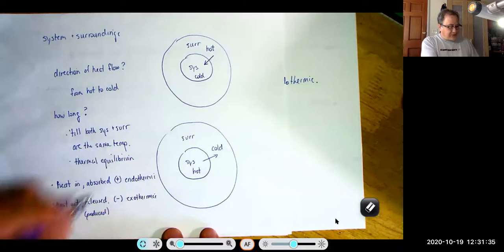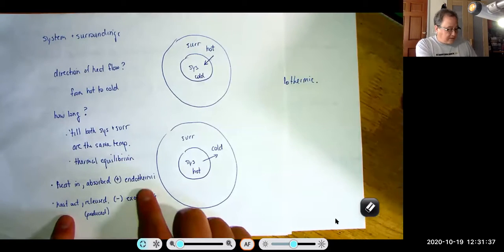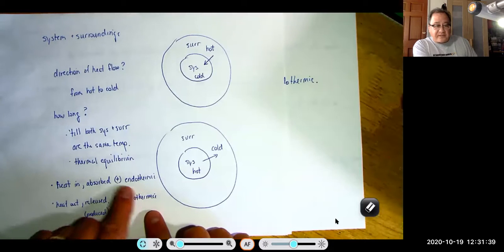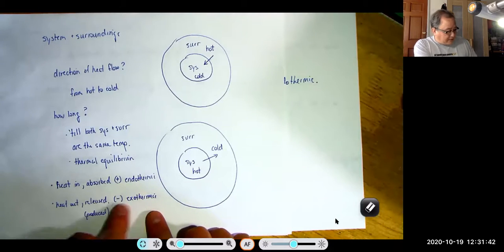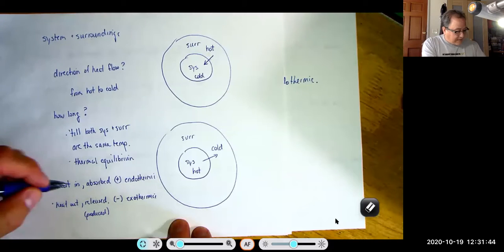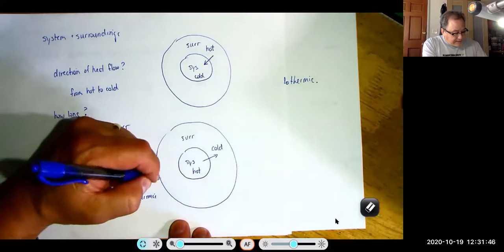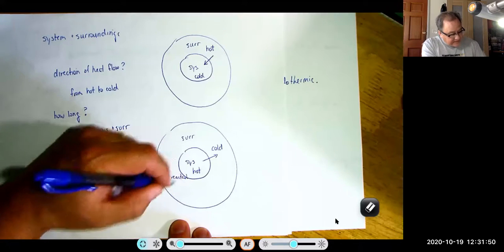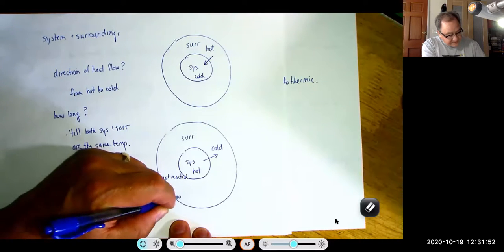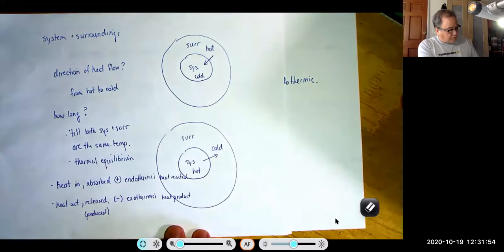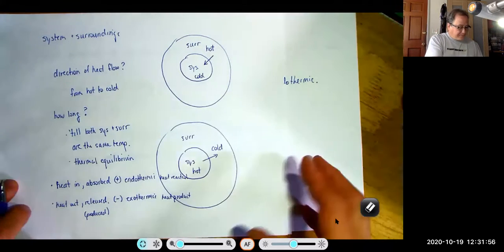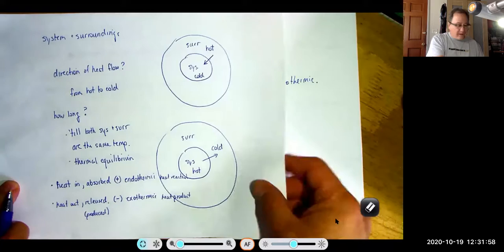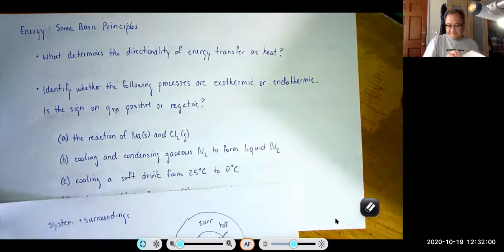So you need to know these terms, exothermic, endothermic. Endothermic is positive, exothermic is negative. Furthermore, when we say heat in, heat is absorbed, the heat is a reactant. And here, heat is a product. So we want you to know those terms. And now let's take a look at a problem associated with that.